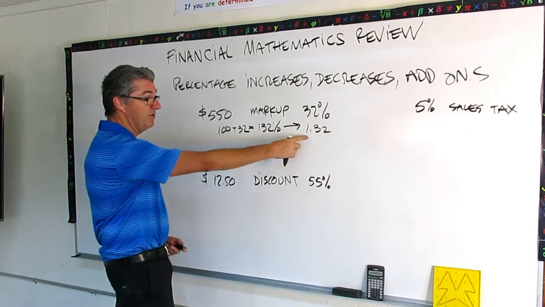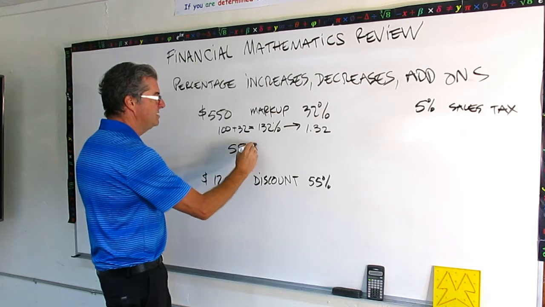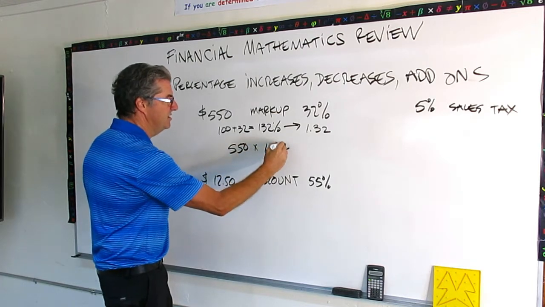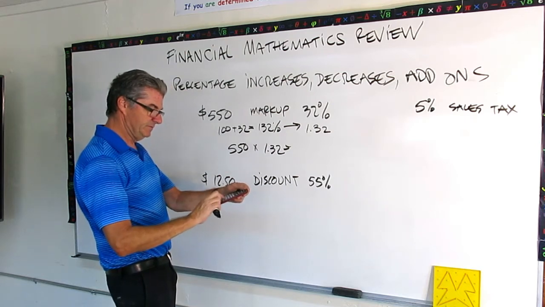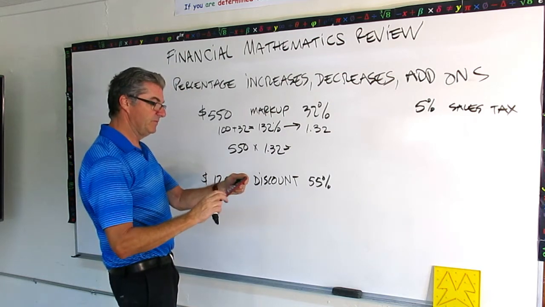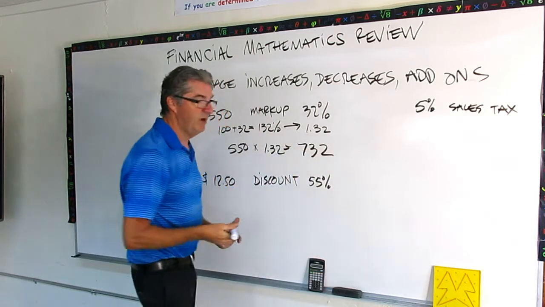Now we just take that multiplier, multiply it by 550. 550 times 1.32 equals the price in the store would be $726.